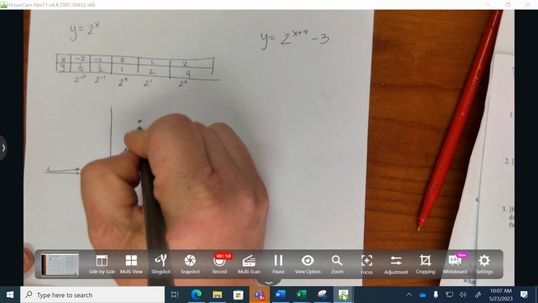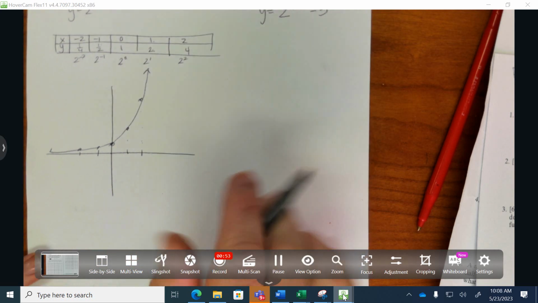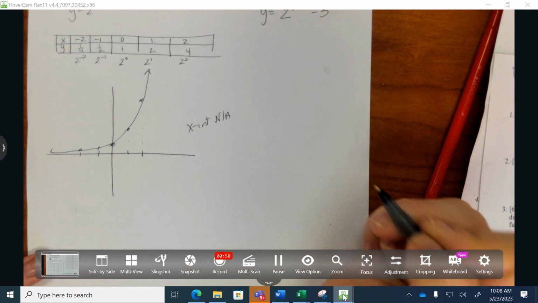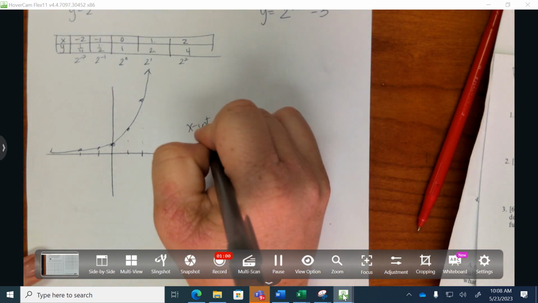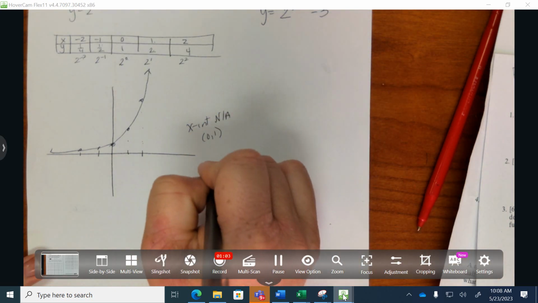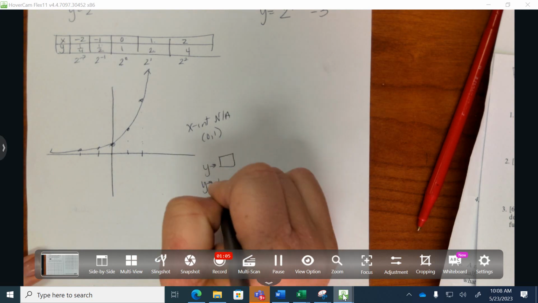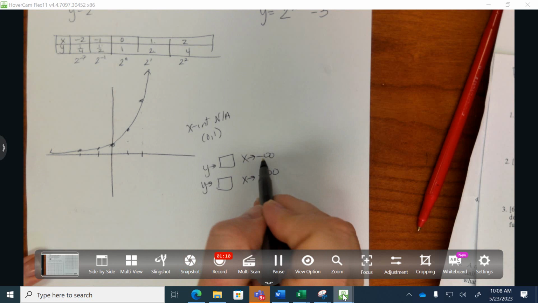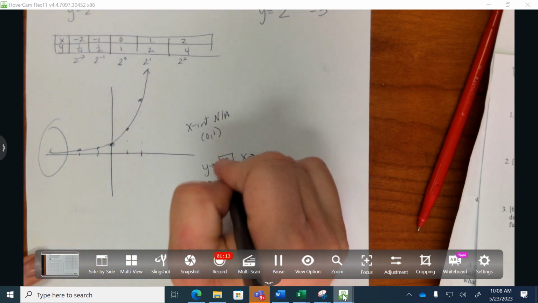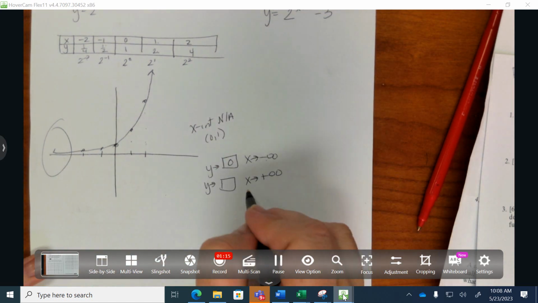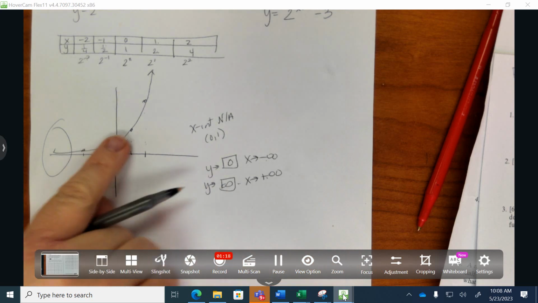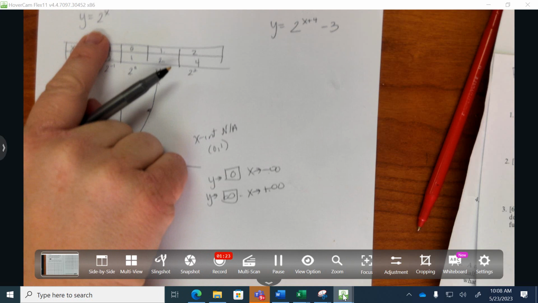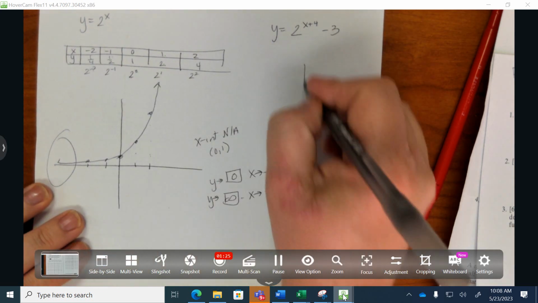Again, it does not cross the x-axis. So in this case, there are no x-intercepts. The y-intercept is 0, 1. Let's talk about the end behavior. As I go to the far left, it's approaching a y value of 0. It doesn't touch it, but it's approaching. As I go to the far right, it continues to go up. It's approaching positive infinity.